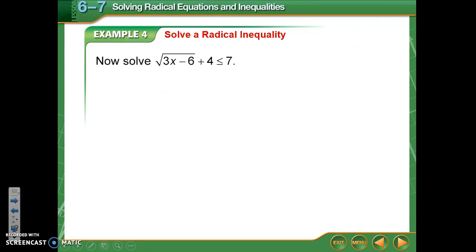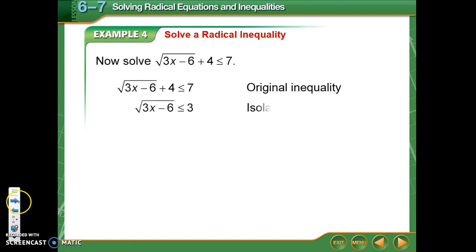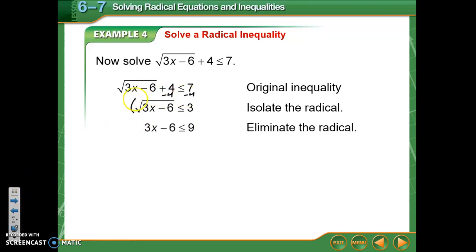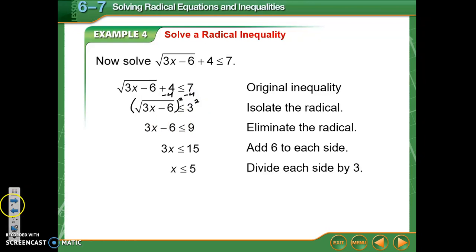So now we're just going to solve this algebraically, right? We're going to solve the actual inequality. So I'm going to subtract 4 from both sides to isolate the radical. That's what we did right here. Then I'm going to square both sides to get rid of the square root. So basically here we squared and we squared. So 3x minus 6 is less than or equal to 9. Add 6 to both sides. And I end up with x is less than or equal to 5.